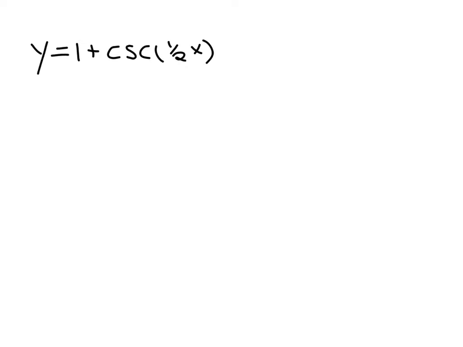In this example, you're asked to graph y equals 1 plus cosecant of 1/2 x. Now, it's always best to start, if you're graphing secant or cosecant, by graphing the reciprocal function. And I'm going to first consider the reciprocal function without the vertical transformation. So instead, the reciprocal of cosecant is sine of 1/2 x.